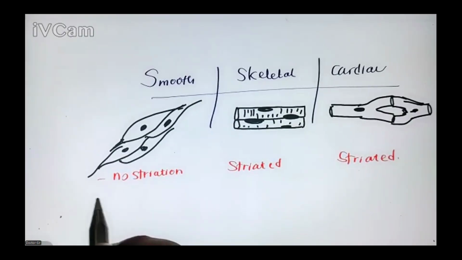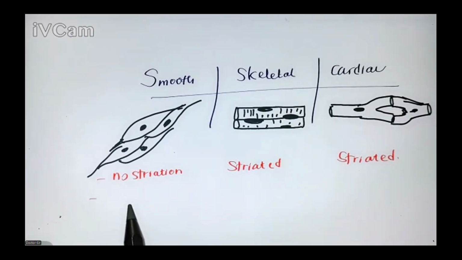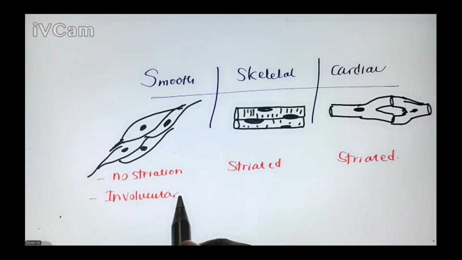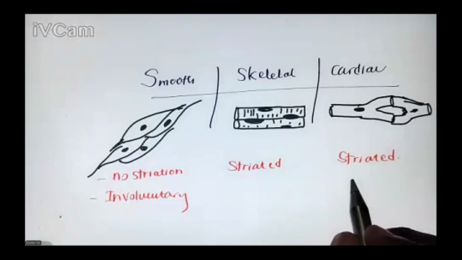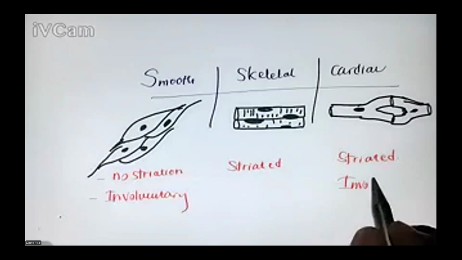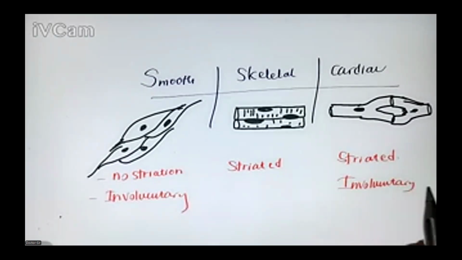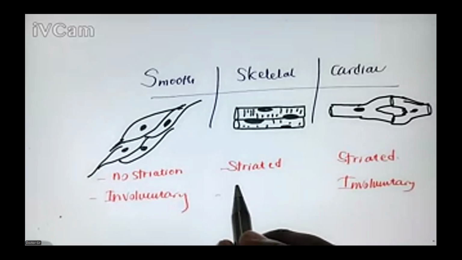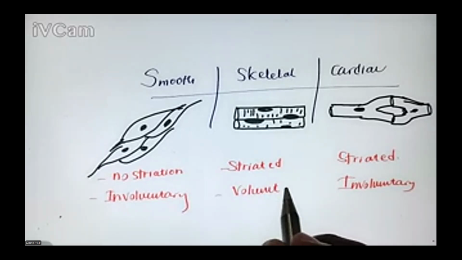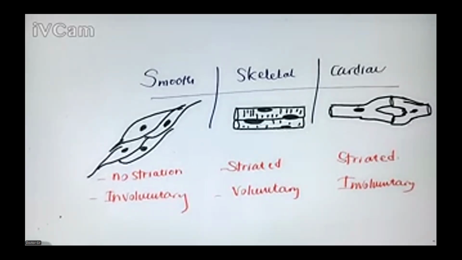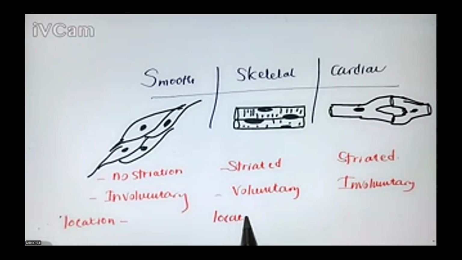Now the second thing is, is it voluntary or involuntary, smooth muscle? It is involuntary. Smooth and cardiac are involuntary. Cardiac muscles are also involuntary. That means we can't control them by ourselves. Then what about the skeletal? It is voluntary. Then for the location, you should know some locations for all three as well. Tell me.